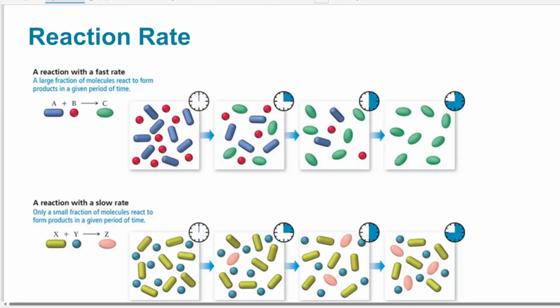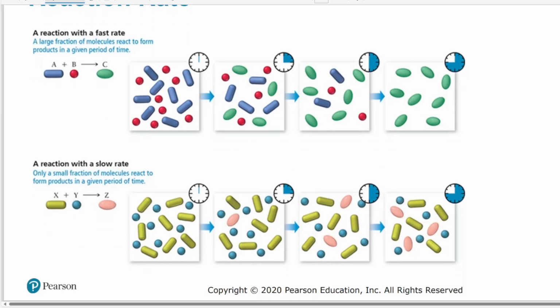Here we have a more visual example. We see here two different reactions. The reaction on top has a faster rate. Here we have A plus B forming product C, and the A is represented as a blue pill, the B as a red pill, and the product as a green pill. We see that as the time changes, the green pill or the product begins to increase, and finally, after 45 minutes, we see that we have only product formed, or only product left.